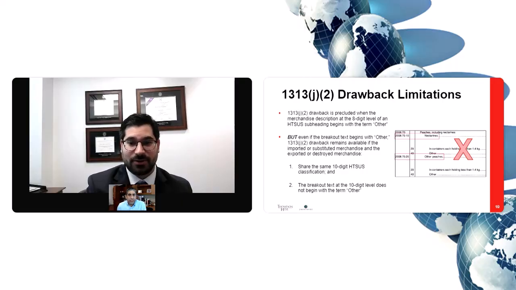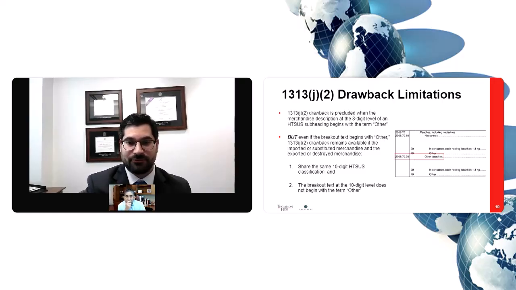So again, let's say now that I domestically source cans of other peaches, right? I'm going to put that in my warehouse. And let's say that these cans are less than 1.4 kilograms. And then I'm also going to import a bunch of canned peaches, also in containers less than 1.4 kilograms. And then I'm going to export my domestically sourced versions, right? Initially, you would think, oh, well, you can't do that because the 8-digit rule stipulates that at the 8-digit level, the text starts with the term other, which is true.